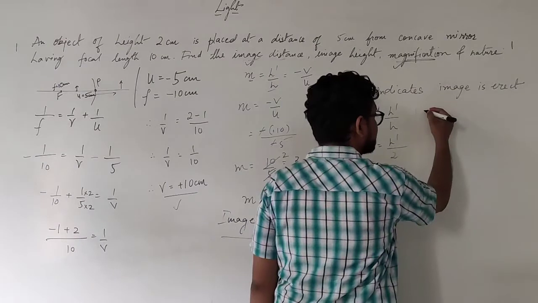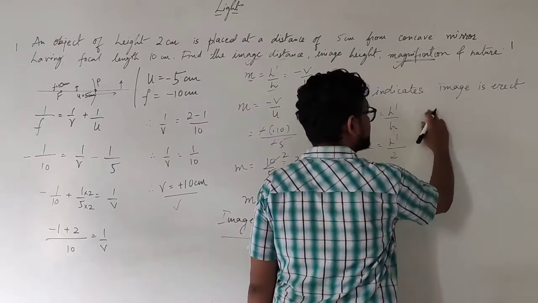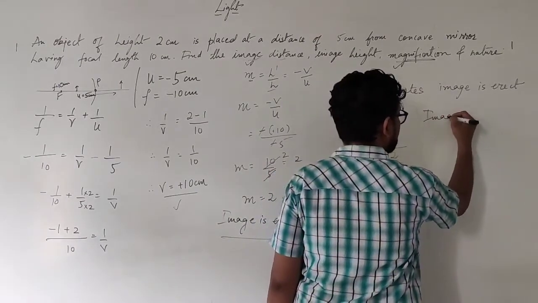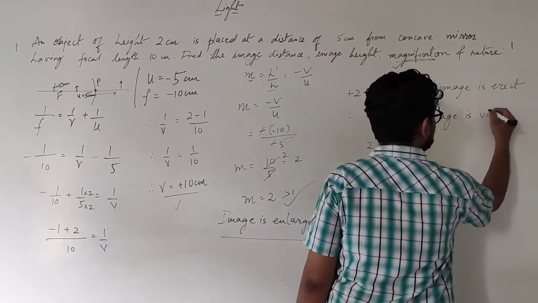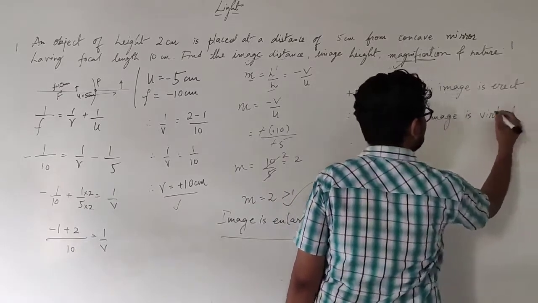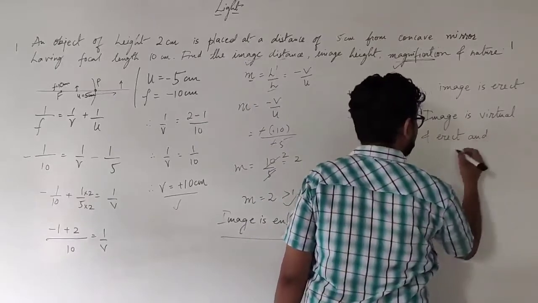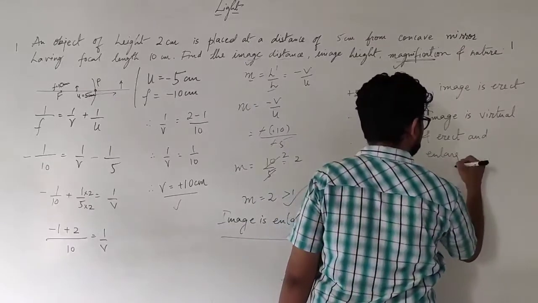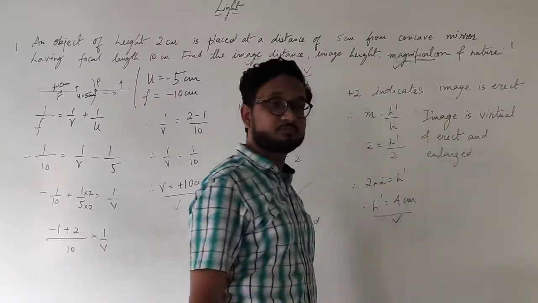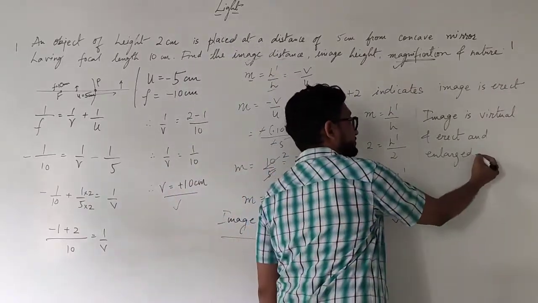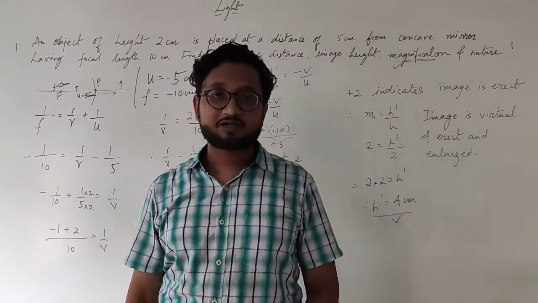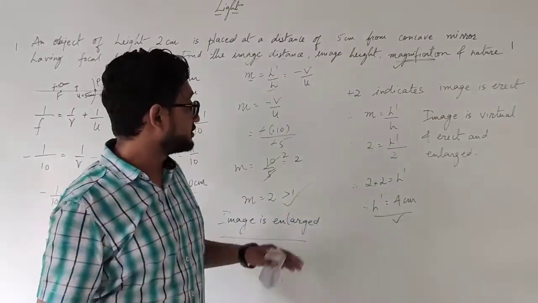Okay, so you have to write like this: the image is virtual and erect and enlarged. Okay. So the last statement you have to write in this way. I hope it is clear to you, students.